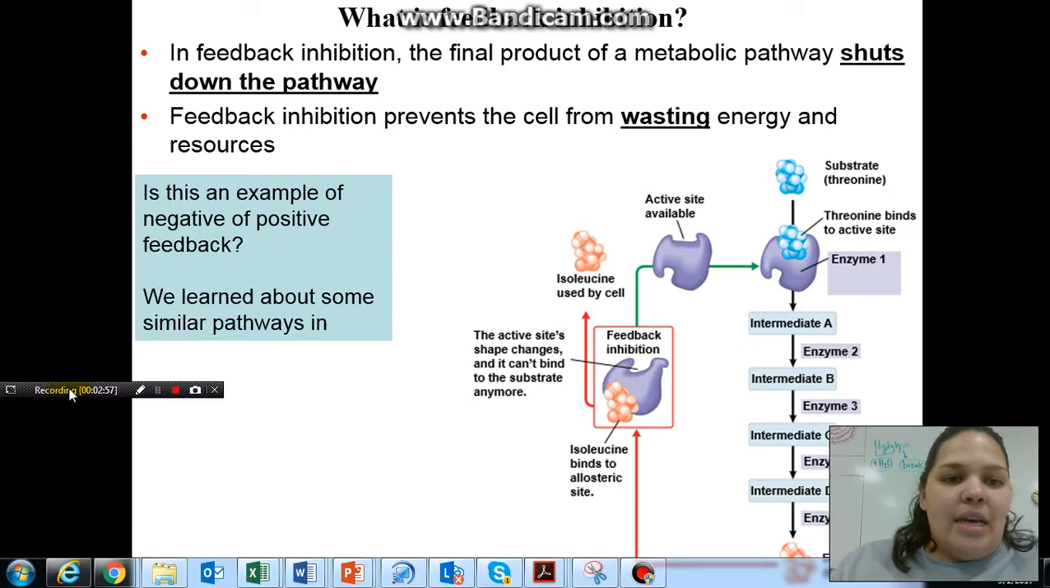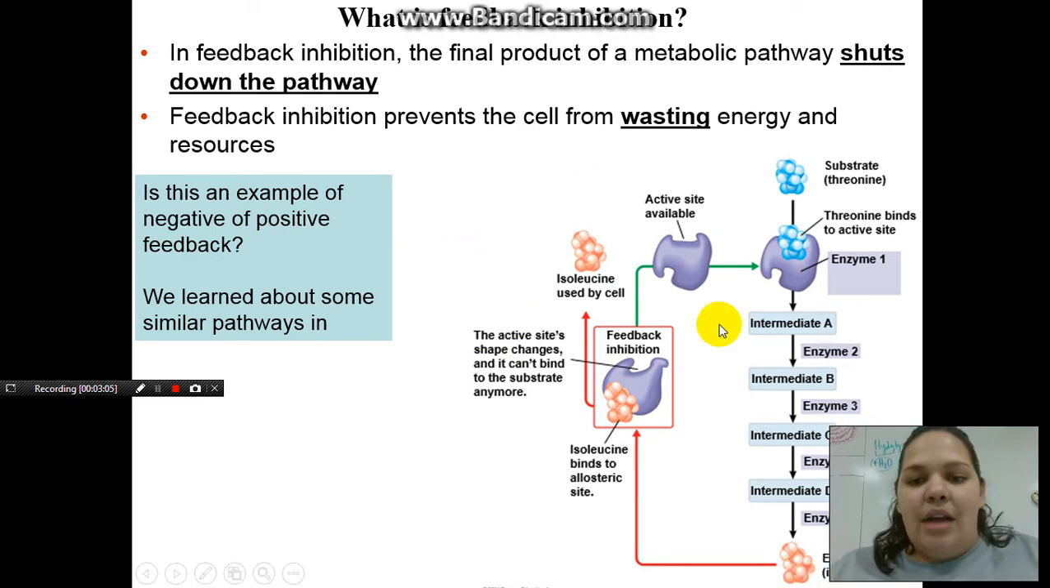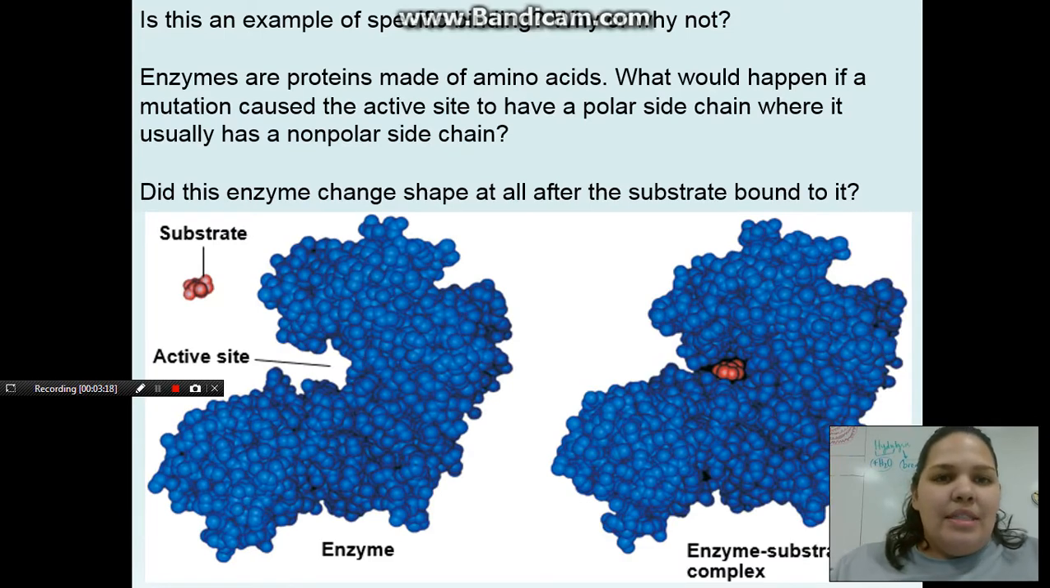So is this an example of negative or positive feedback? We learned about some similar pathways when we were talking about Chapter 1. So are we stopping things? Are we adding more? Well, if you look at this, we're actually stopping this enzyme from working more, so therefore it will be considered negative feedback. So is this an example of specific binding? Does it look like it will fit specifically? The answer is, well, yes.